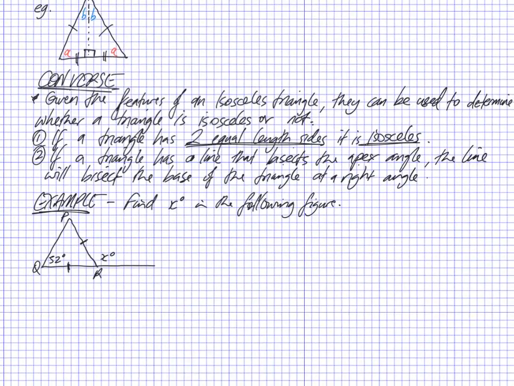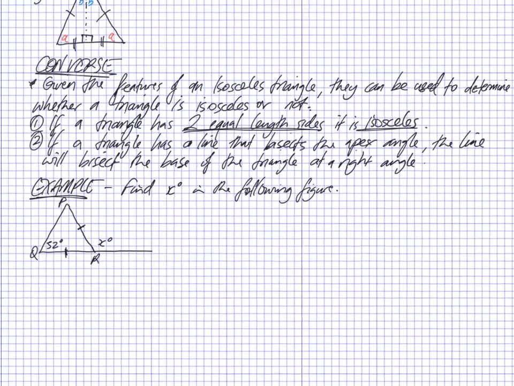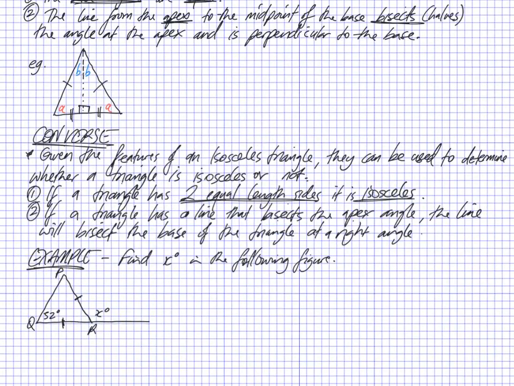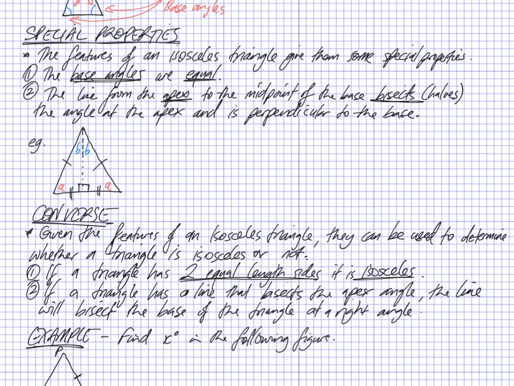Now, given the converse of those properties, I can use those properties in reverse. So if I knew that a triangle had two equal length sides, that lets me decide that it must be isosceles. There's no alternative to that. And two, if a triangle has a line that bisects the apex angle, then the line will bisect the base of the triangle at a right angle. So it's basically using those special properties in reverse.